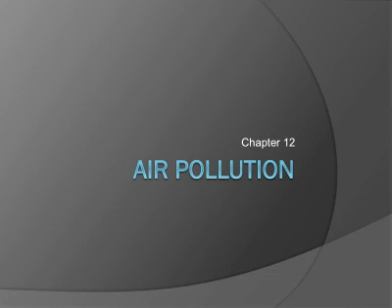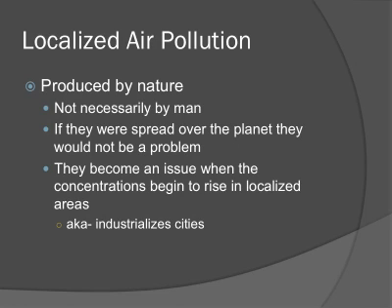Okay, so first of all, let's talk about localized air pollution. This is the type of air pollution that's produced by nature, and sometimes we add a little bit to it, but for the most part, this is the type of pollution that just happens naturally. There's really not a whole lot we can do about it. It's not necessarily bad. It's not a negative type of pollution. It happens. There's really no pluses or minuses to it. It's just part of the system.